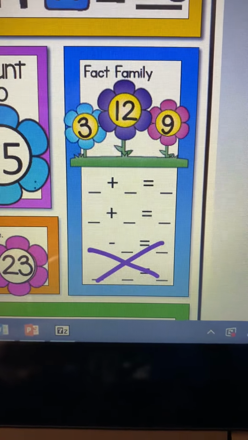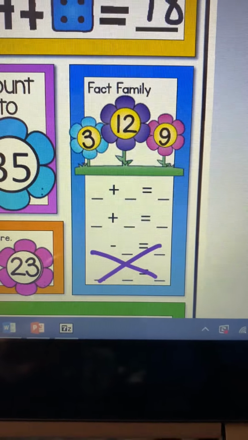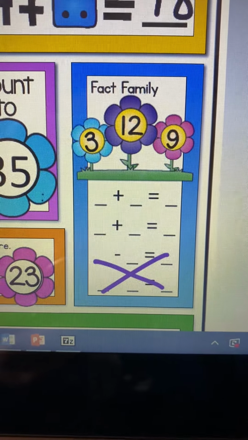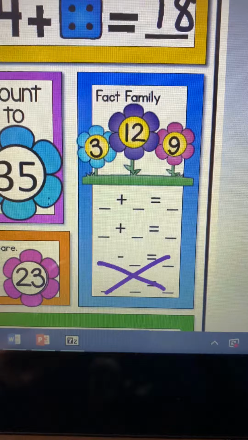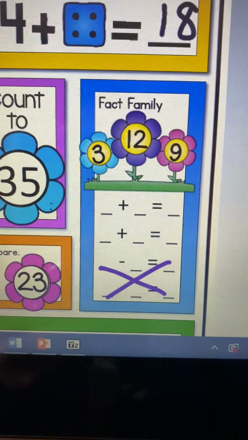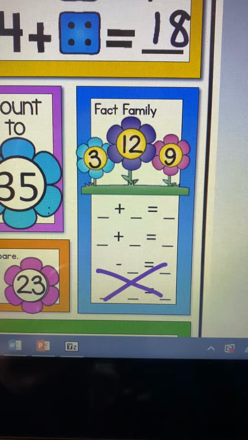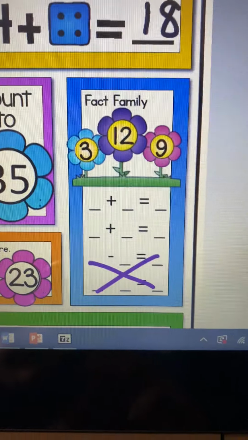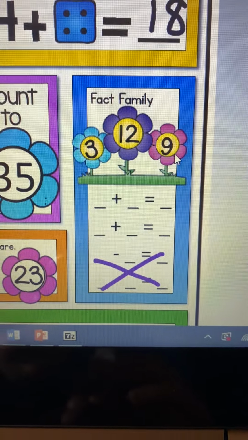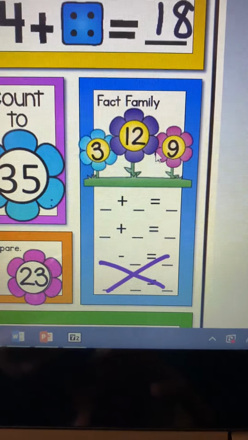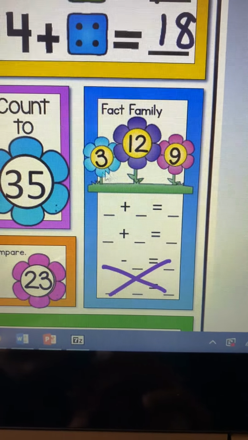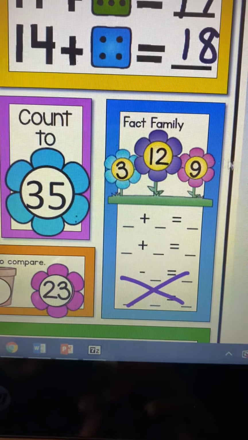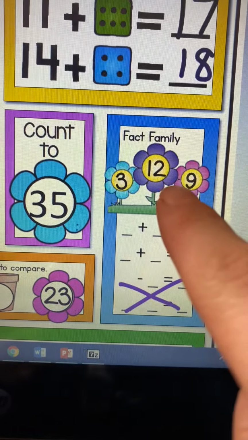So I know not everyone refers to the big number, the whole, as the big daddy, but if we're looking at the numbers here, we need to ask ourselves which number is the biggest. Is 3, 12, or 9 the big daddy? If you answered 12, you are correct because 12 is the biggest number out of 3, 12, and 9. So we know 12 is our whole then. So if 12's our whole, 3 and 9 are our what? Our parts.